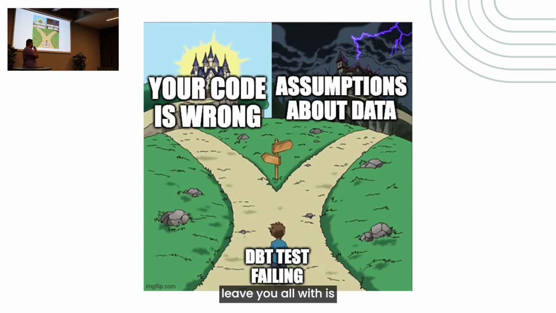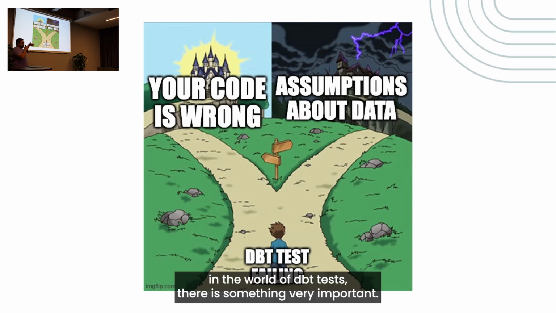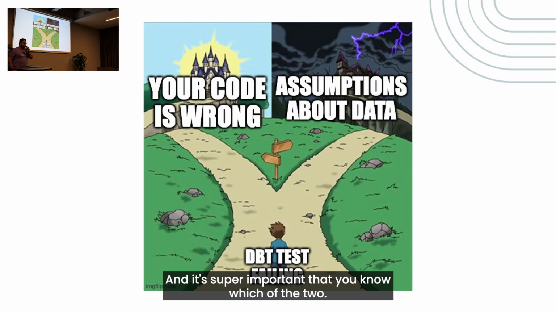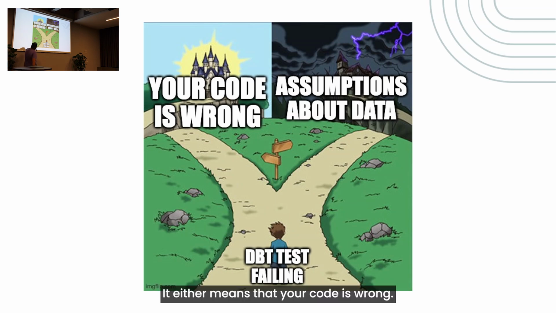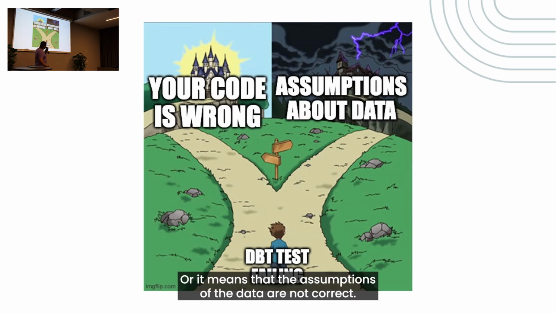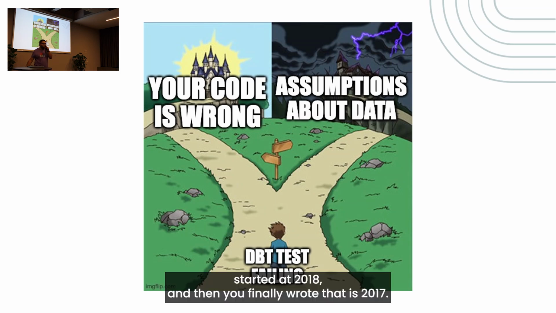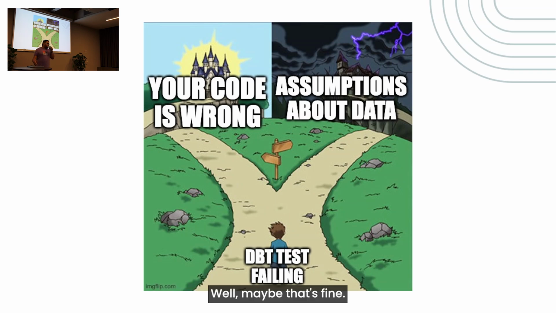Last thing that I wanted to leave you all with is, in the world of DBT tests, there is something very important, and that is a test failing could mean one of two things. And it's super important that you know which of the two. It either means that your code is wrong, you messed up, or it means that the assumptions of the data are not correct. Maybe they told you the data started at 2018, and then you find a row that is 2017. Well, maybe that's fine.